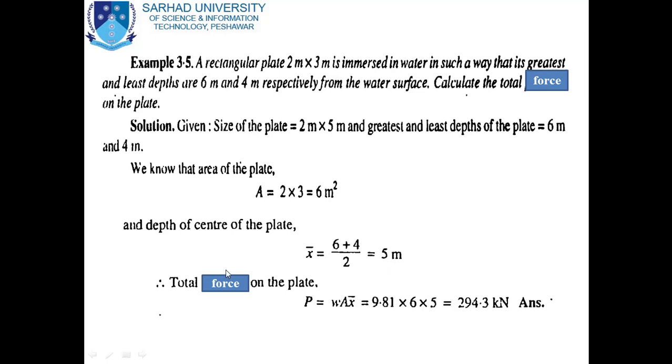Now the total force on the plate P is equal to omega A x bar. Since the liquid is water, omega is equal to 9.81. The area is already found, which is 6 square meter, and x bar is equal to 5 meter. So putting the values, we get the total force on the plate equal to 294.3 kilonewton. And this is the answer for example 3.5. Also, this is the end of today's lecture.